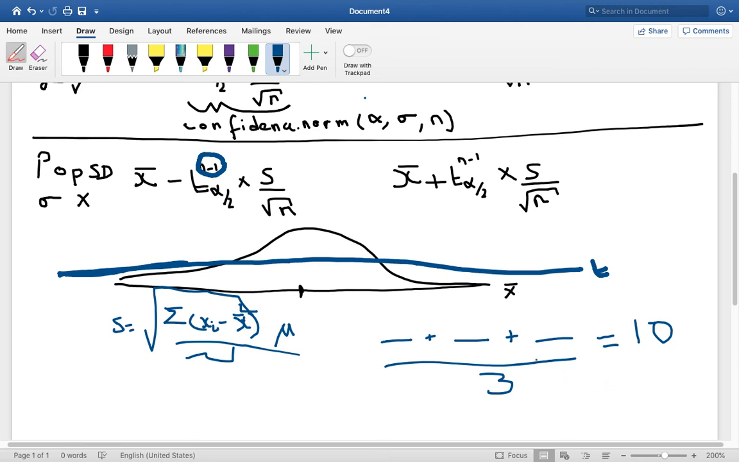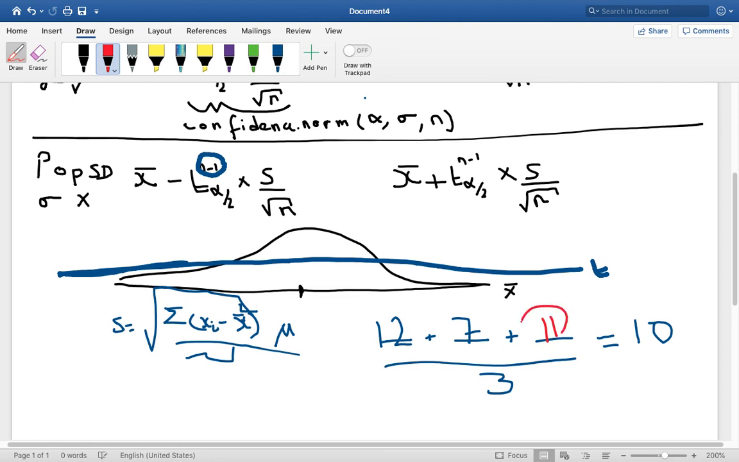So I have total freedom in choosing this first number. Supposing this first number is 12. I have total freedom in picking this second number. It may be 7. But picking this third number, I have no freedom because I have to make sure that this third number makes sure that the average of these comes to 10. So this number, whether I like it or not, has to be 11. I have no choice.